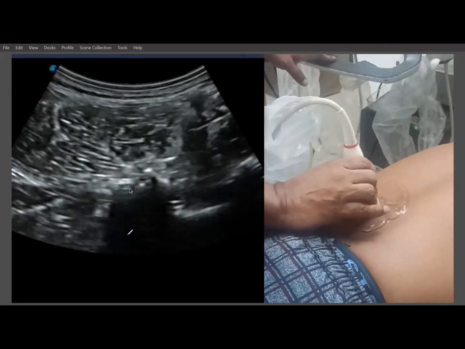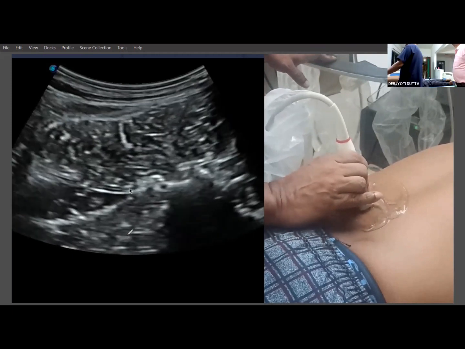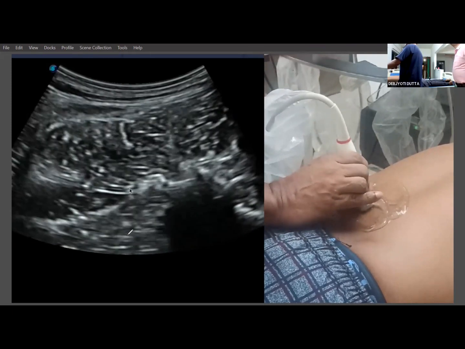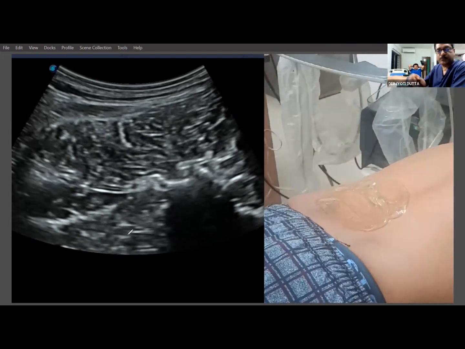And now, if you are going more laterally from here, in this axis also, you can see all the back muscles very nicely. So let me explain. So all the erector spinae group of muscles. So here was the transverse process. And from here you can see this is your middle layer of the thoracolumbar fascia. This is the anterior layer of the thoracolumbar fascia.